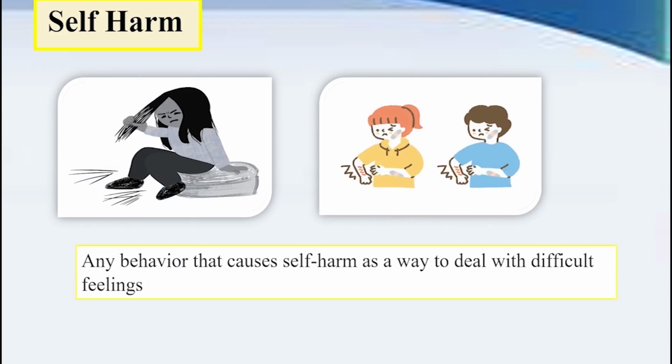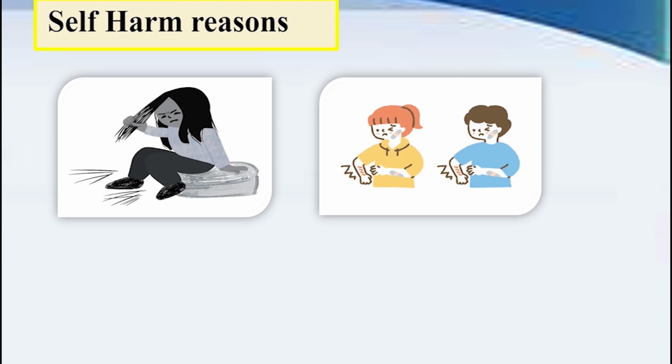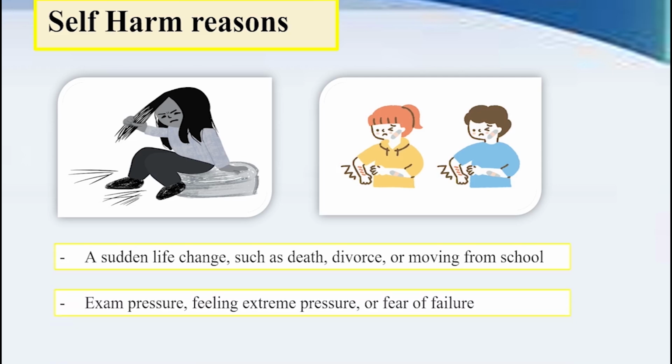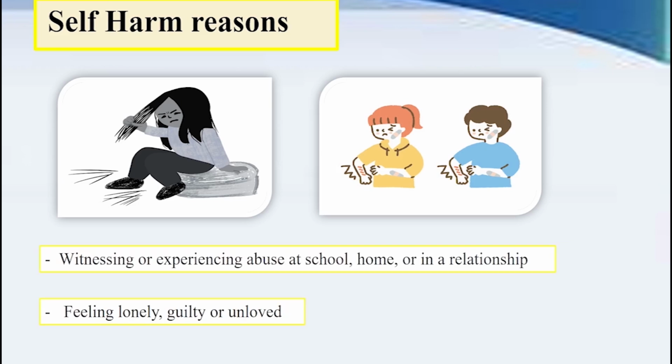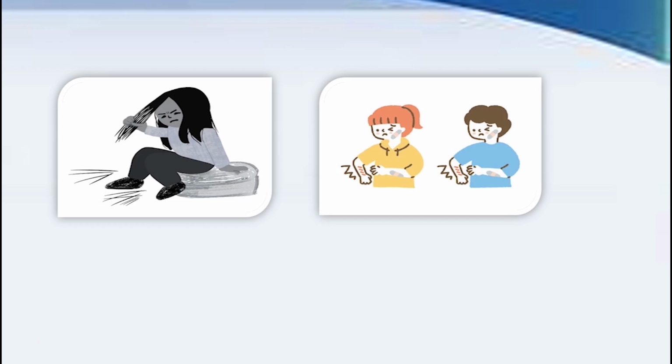Fifth, self-harm. Any behavior that causes self-harm as a way to deal with difficult feelings. Self-harm can result from a sudden life change, such as death, divorce, or moving from school, exam pressure, feeling extreme pressure, or fear of failure, witnessing or experiencing abuse at school or at home or in a relationship, feeling lonely, guilty, or unloved, low self-esteem or body image issues, criticism from family, friends, or teachers, etc.